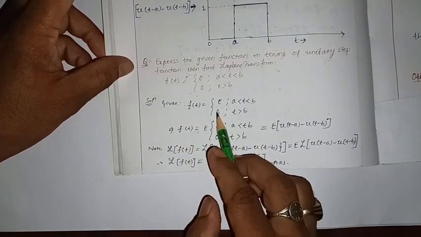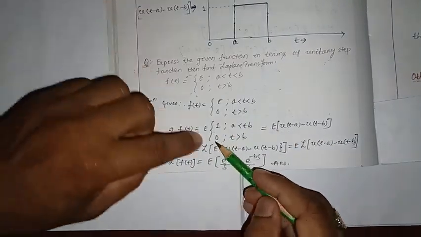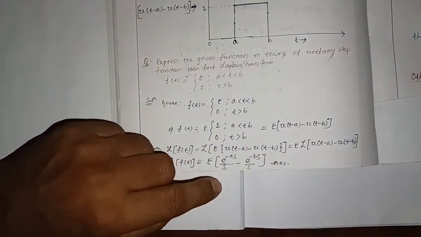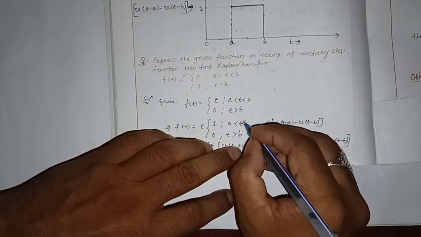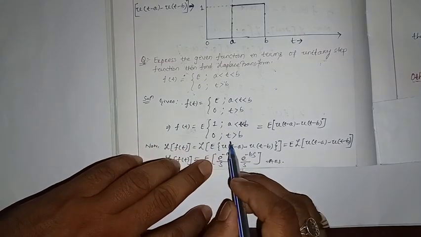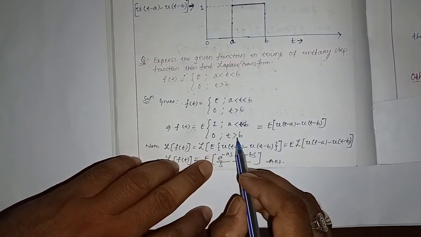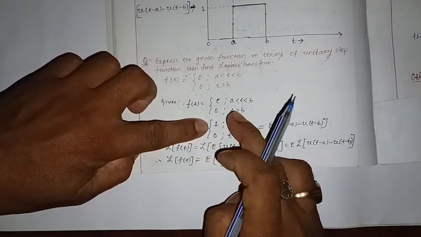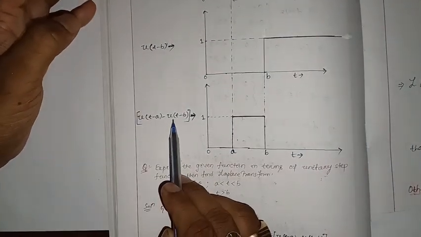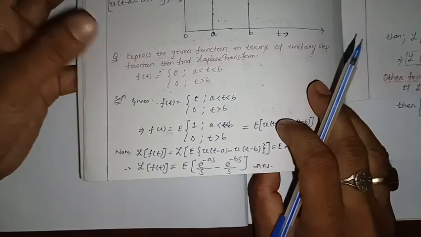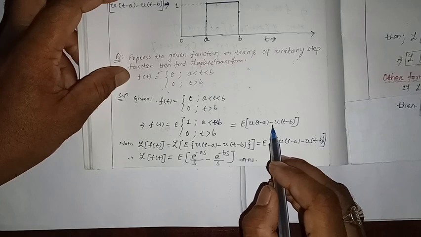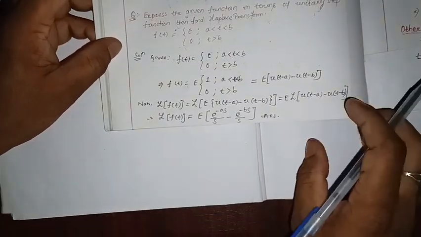For f(t), I have taken e common from these terms, so we get 1 when t is in between a and b, and 0 when t is greater than b. So this is nothing but u(t minus a) minus u(t minus b), right? So this will be equal to e into u(t minus a) minus u(t minus b). Now we are going to consider the Laplace transform.